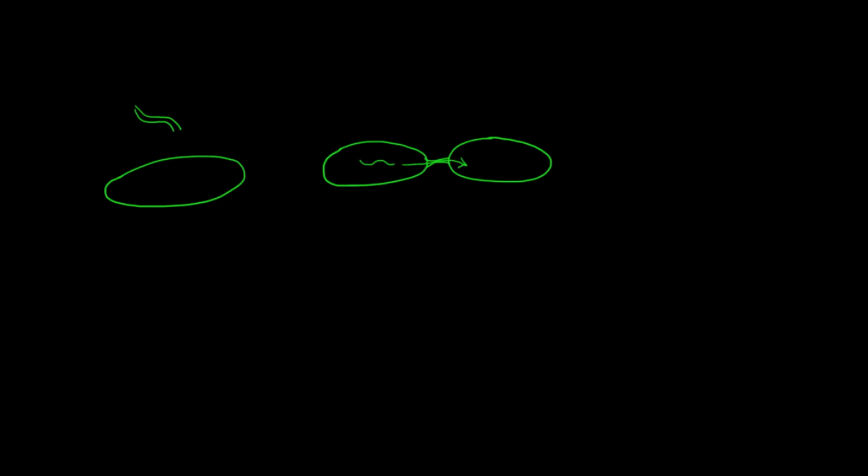So, conjugation is the type of horizontal gene transfer where genetic material passes from one bacterial cell to another by direct cell-to-cell contact. The bacteria that provides the genetic material is called donor bacteria, whereas the bacteria that receives the genetic material is called recipient bacteria.